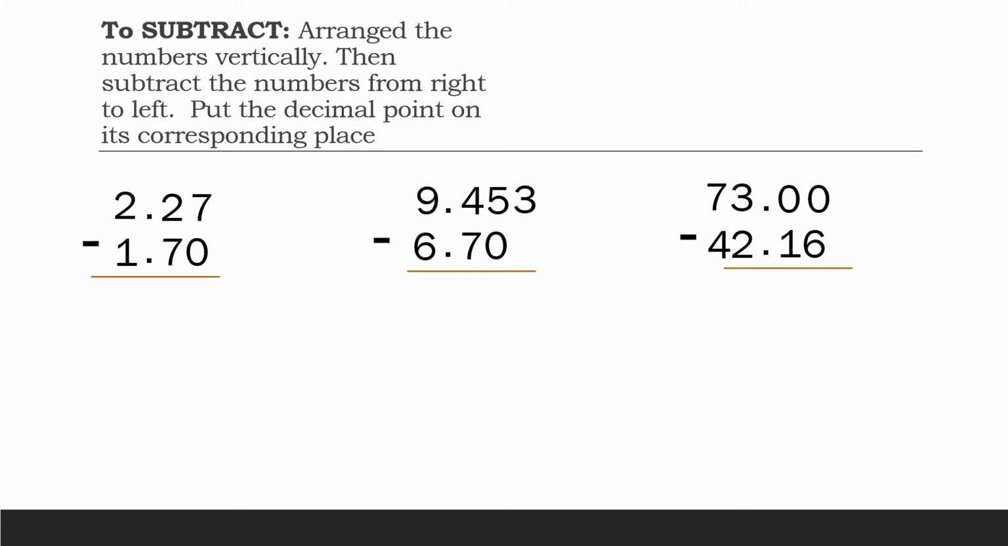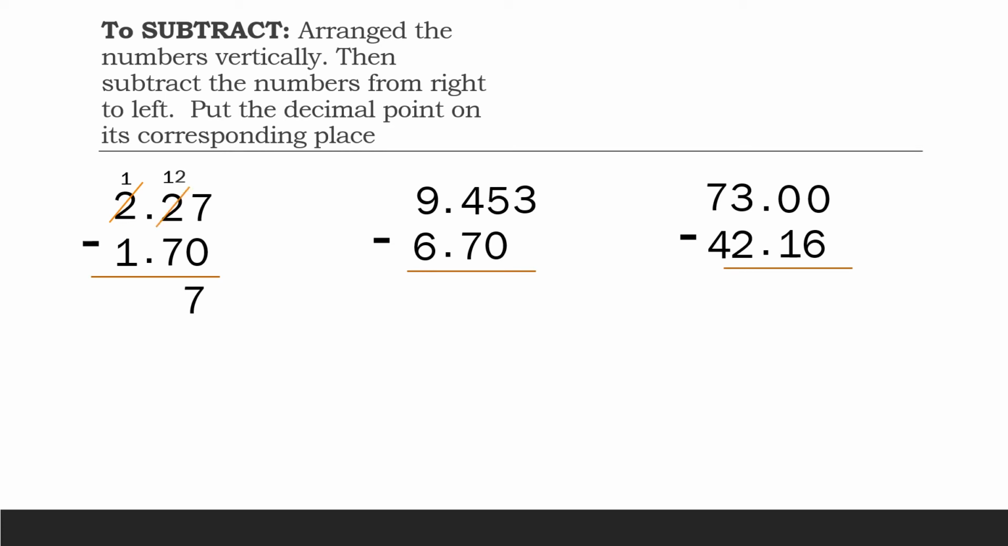Like for our example, 7 minus 0, that is 7. Then 2 minus 7, so cannot be. We cannot subtract 7 from 2. So, ang gagawin natin, hihiram tayo sa kasunod na place value, kasi hindi tayo mapagbawas ng 7 sa 2. So, this will become 1 kasi binawasan na natin ng isa. Tapos, yung 1 na hiniram natin, ilagay natin dito sa taas ng 2.